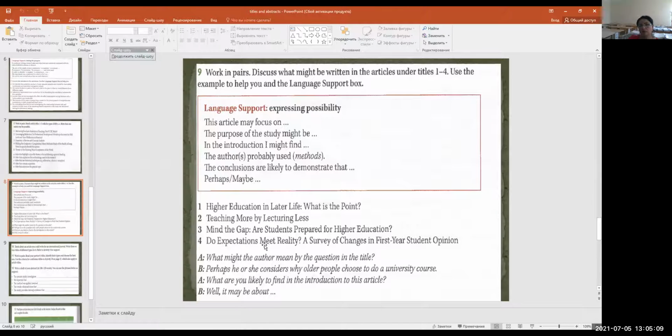So, higher education in later life. What is the point? The first article, teaching more by lecturing less. The second article, mind the gap. Are students prepared for higher education? The third title, do expectations meet reality? A survey of changes in first-year student opinion.